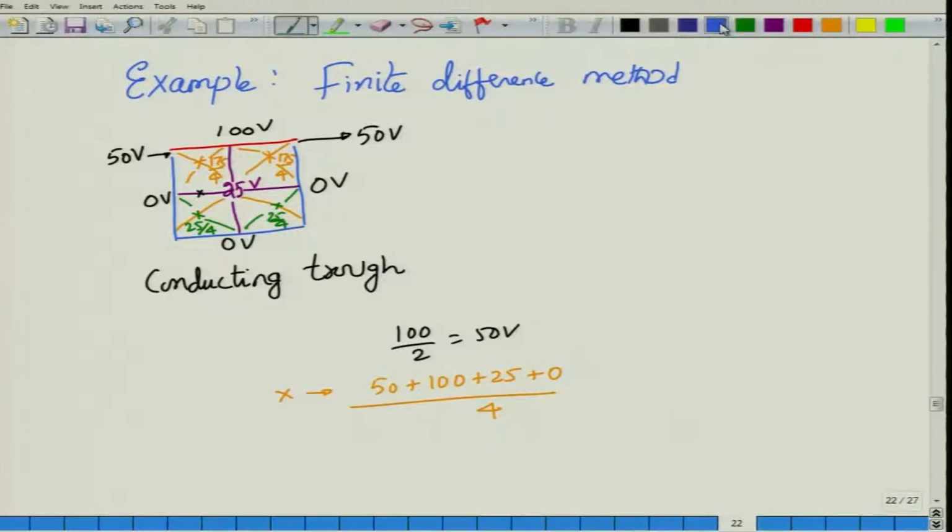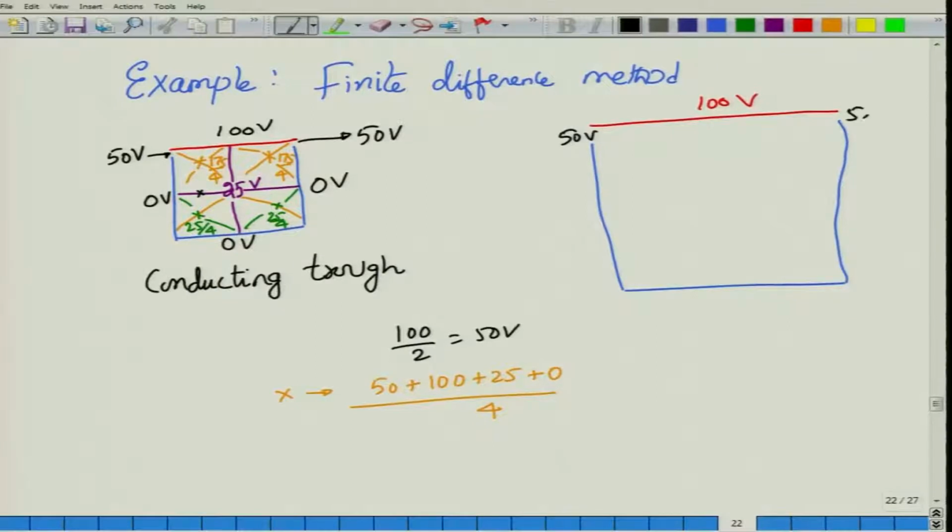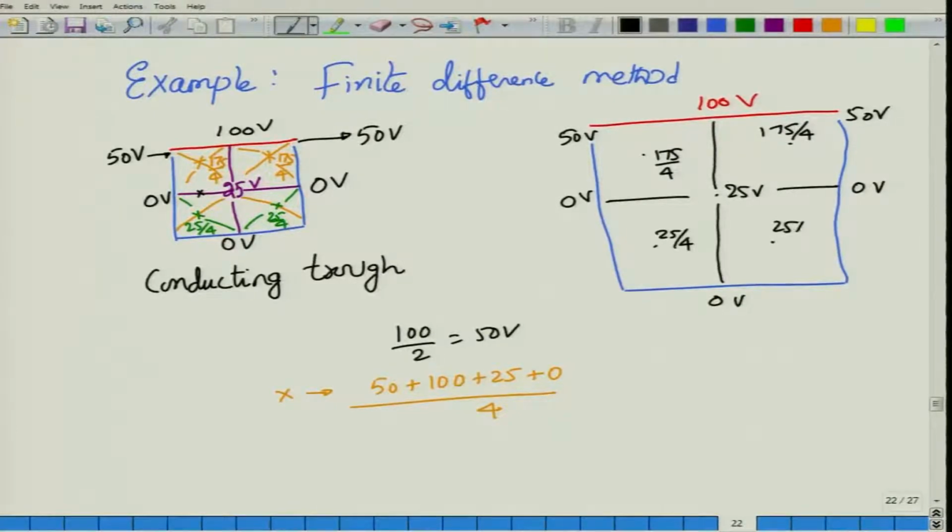So let me redraw this one. This is a slightly bigger picture that I am going to draw, and then I have the top conductor which is kept at 100 volt, and I have 50 volt at the gap, 50 volt at the gap. At the center I have 25 volt. These potentials are 0 volt, 0 volt and 0 volt. We have also calculated the potential at this point, which is 175 by 4. The potential at the center of this square is 175 by 4. The potential here is 25 by 4. The potential here is 25 by 4.